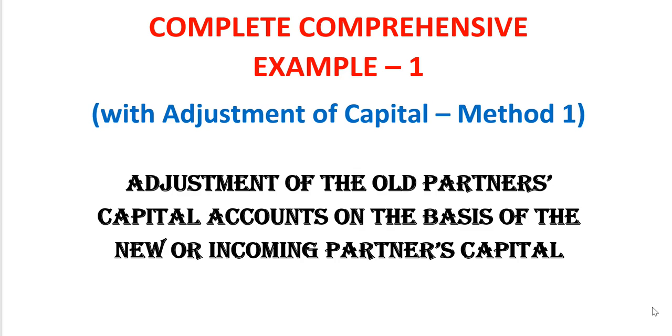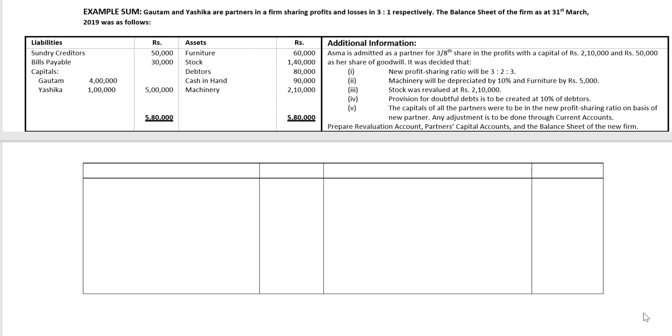This is the first complete comprehensive example with adjustment of capital, dealing with the first method of adjustment of capital, where adjustment of the old partners' capital accounts is done on the basis of the new or incoming partner's capital. So this example sum will deal with this method of adjustment of capital. Let's go to the example sum.